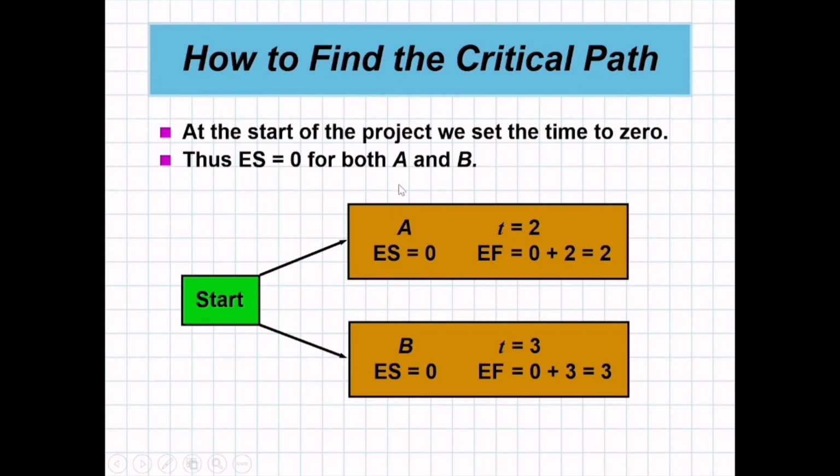Since activity A and B can be done simultaneously, we can set the earliest start for A equal to 0 and the earliest start for B also equal to 0. For A, if you look at table 12.2, the expected time is 2, and for B, the time is 3. So how do we calculate EF, the earliest finish? Earliest finish is earliest start plus time, that is 2, and for B, earliest finish is earliest start, 0, plus 3, equal to 3.